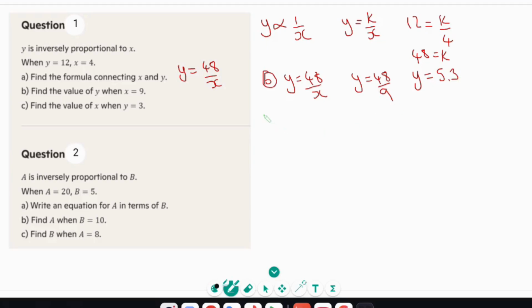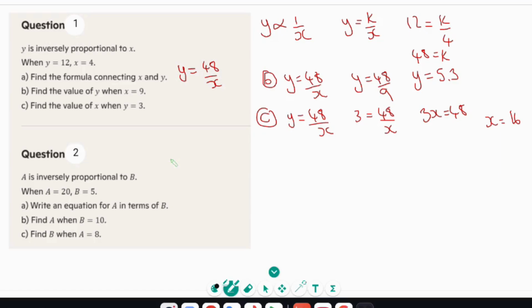And for C, we have Y is equal to 48 over X. So this time we have Y is 3. Times both sides by X gives us 3X is equal to 48. Divide both sides by 3 gives us X is 16.